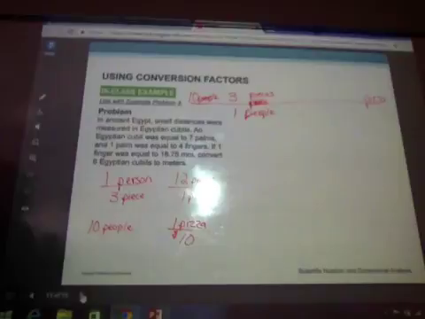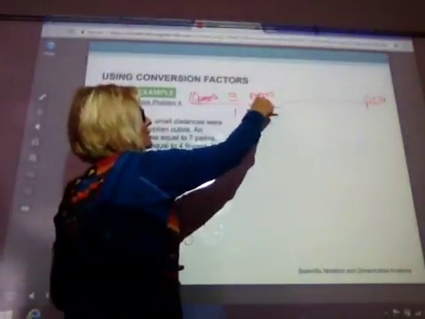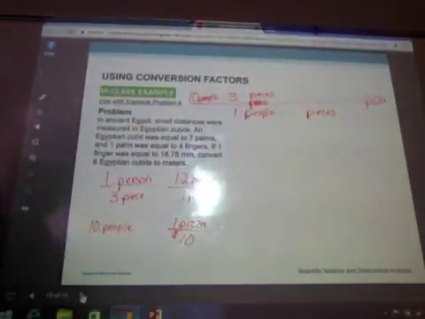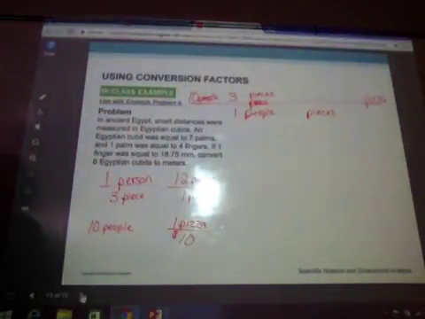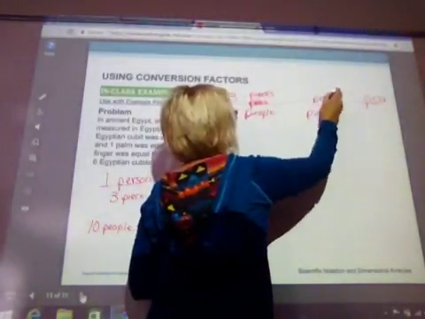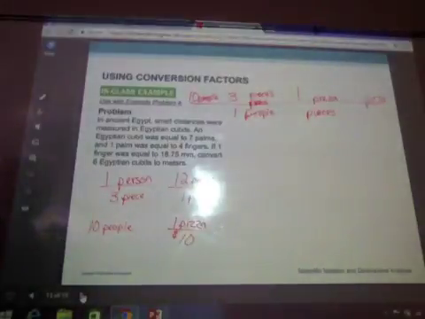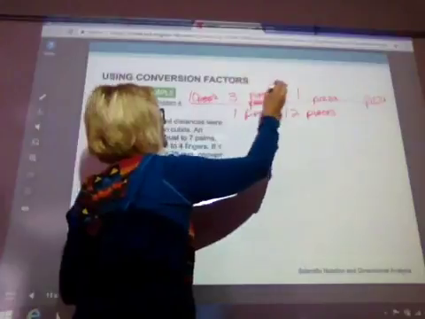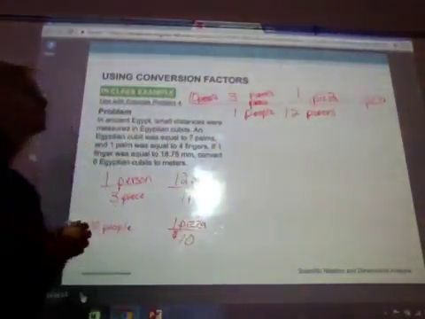I want what? Pizza. So what goes on the bottom now, Austin? 1 person, 3 pieces. So what goes on the bottom? What label goes on the bottom? Pieces. Just pieces. The number doesn't go with it. Can I change pieces to pizza? Yes. So in 1 pizza, there are 12 pieces. My pieces are canceled, people canceled. Pizza, that's what I'm looking for.